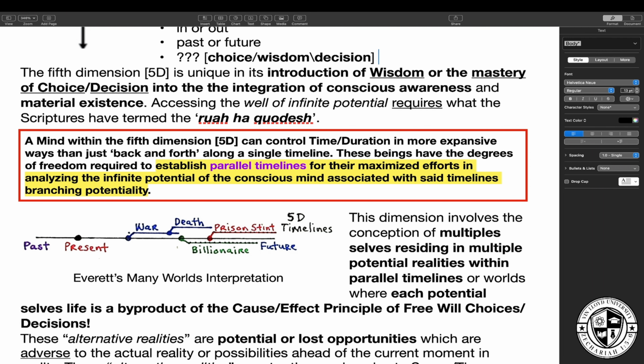A being of the fifth dimension, or with fifth dimensional capabilities, in order to have that ability, it's required to establish parallel timelines for their maximized effort in analyzing the infinite potential of the conscious mind associated with said timelines' branching potentiality. So the simple way to put this is being a master of discernment, right?